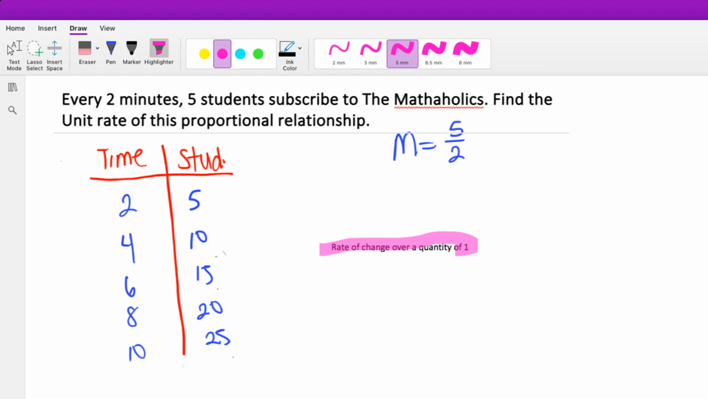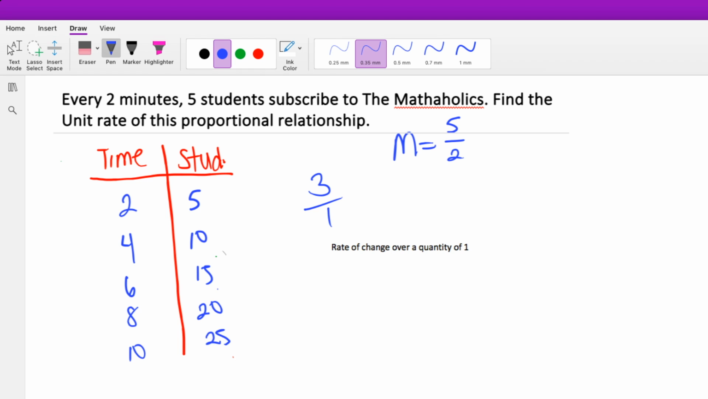So as you might be able to tell, we already have an issue. We see a rate of change right here, but this is over a quantity of 2. So how on earth are we going to be able to solve this problem? If I say I get 3 pizzas for every $1 that I spend, how many pizzas do I get for every $7 that I spend? We would set it up as a proportion just like that, and then we would cross multiply.